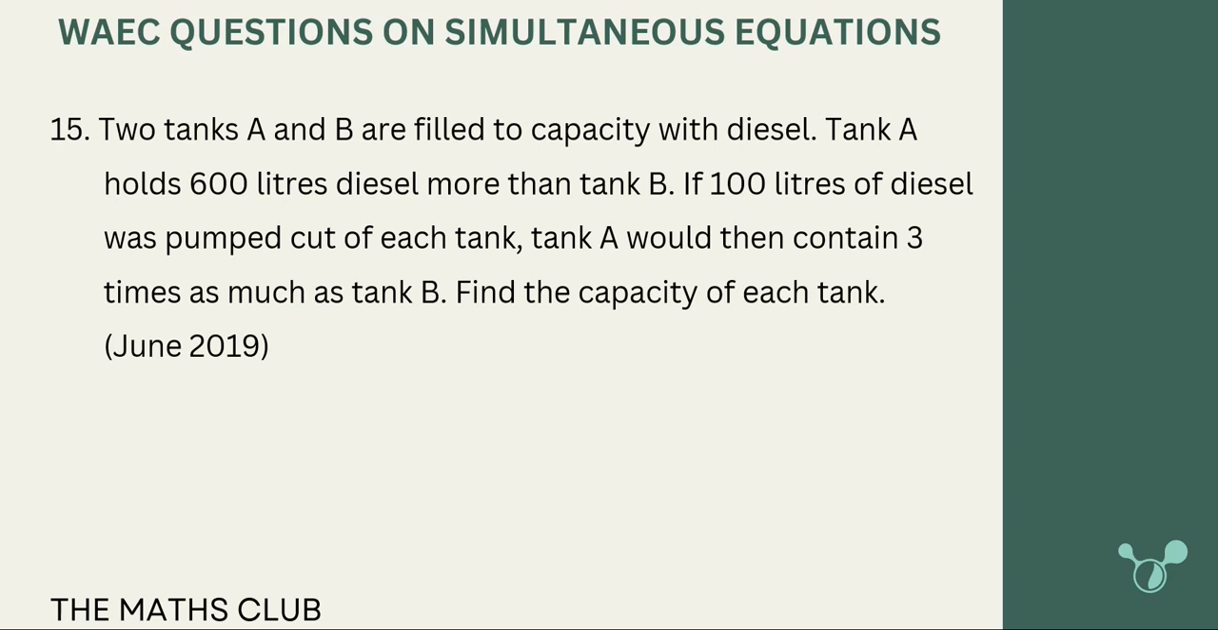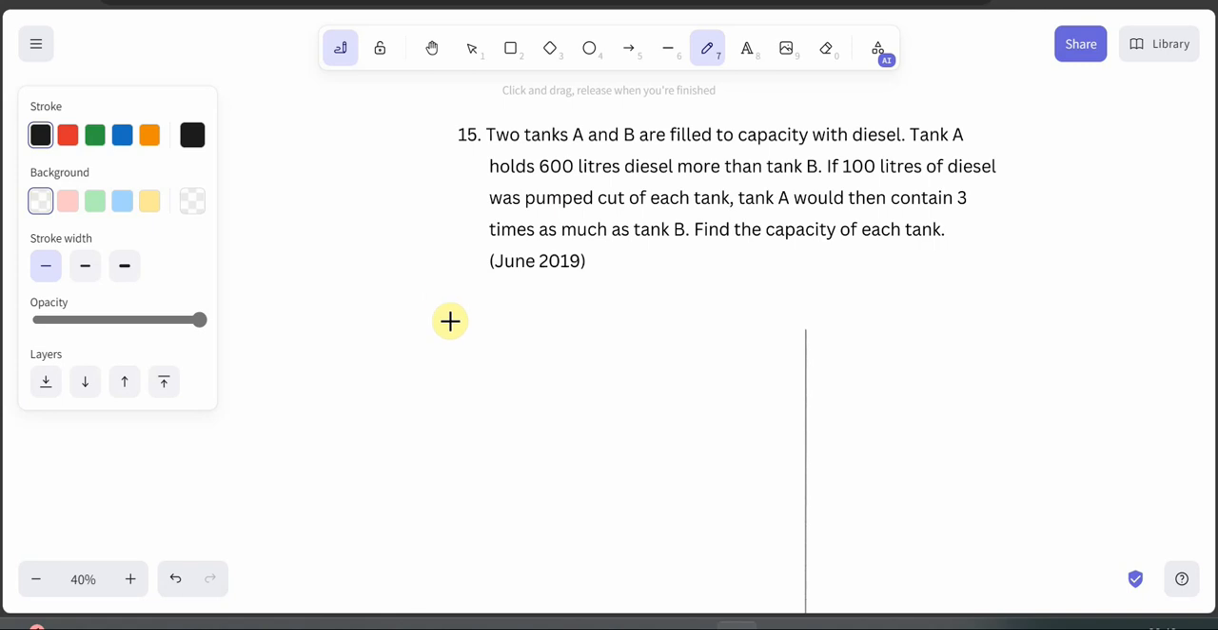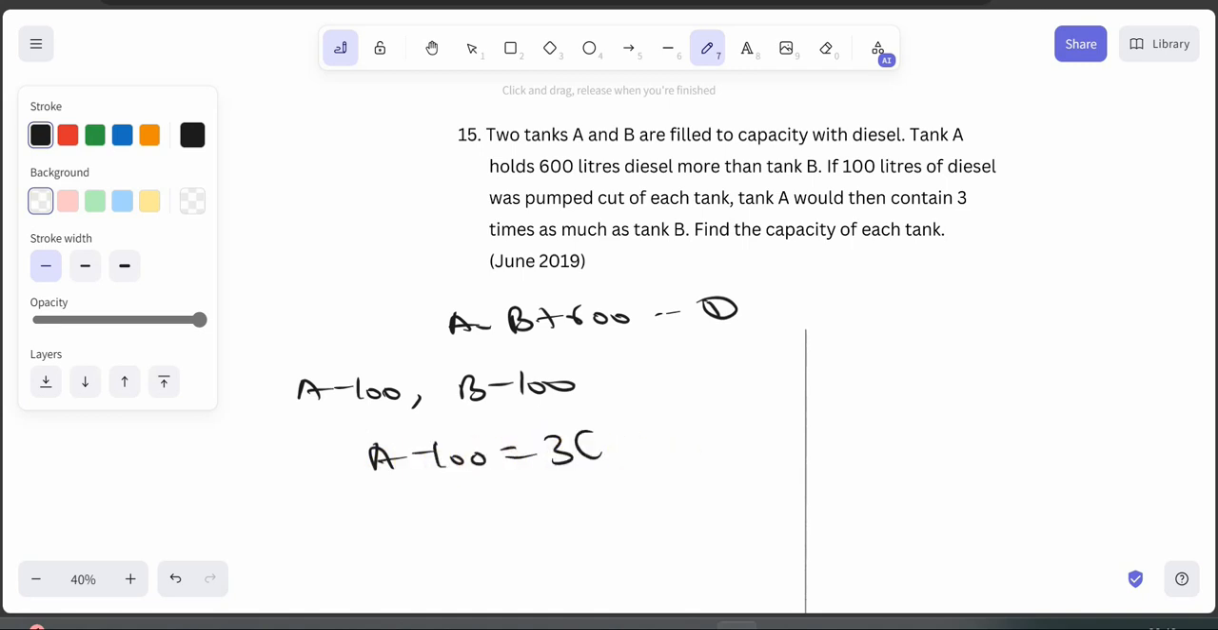Welcome back. Let's solve it together. So tank A holds 600 liters more than tank B. So that is A equals B plus 600. This is our equation 1. If 100 liters of diesel was pumped out of each, so that would be A minus 100, and B minus 100, right? Tank A would contain 3 times as much as tank B. So this would be A minus 100 would be 3 times as much as tank B, which is B minus 100. And that would be equation 2.